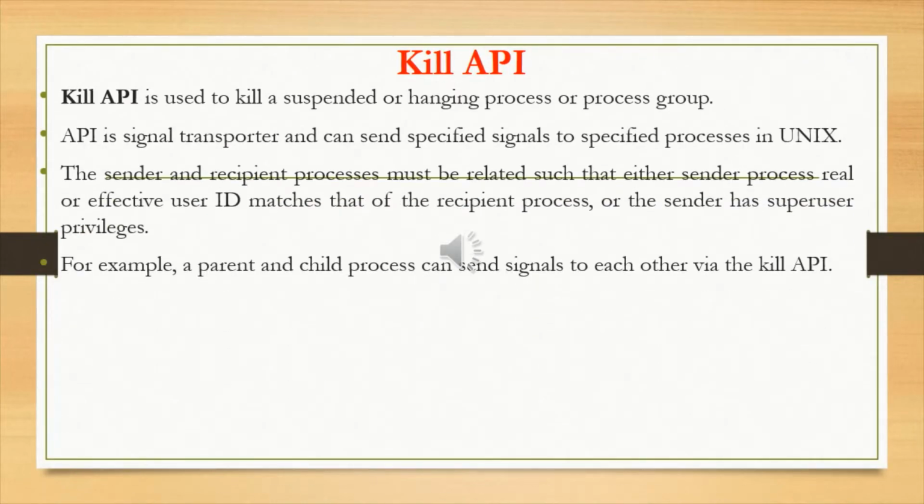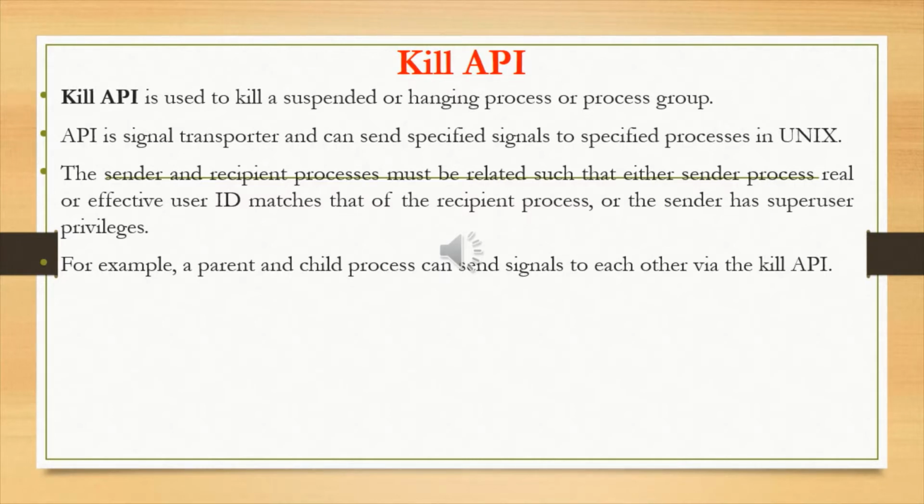Kill API. A kill API is used to kill a suspended or hanging process or process groups, not only one, maybe more than one process. When they are hanging or suspended, those processes can be completed with the help of the kill function or kill API. The API can send a specified signal to a specified process in the Unix operating system.